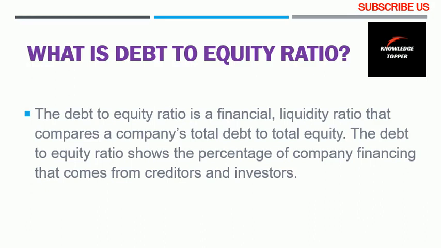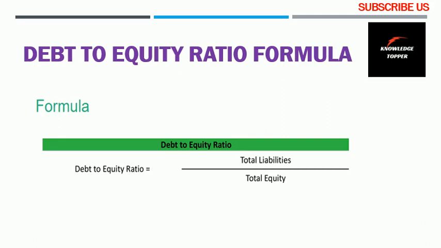Now we will see the formula. The debt to equity ratio is calculated by dividing total liabilities by total equity. The debt to equity ratio is also considered a balance sheet ratio, because all of these elements, like total liabilities and total equity, belong to balance sheet items, which are reported on the balance sheet.